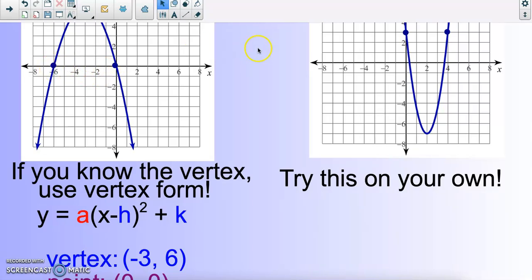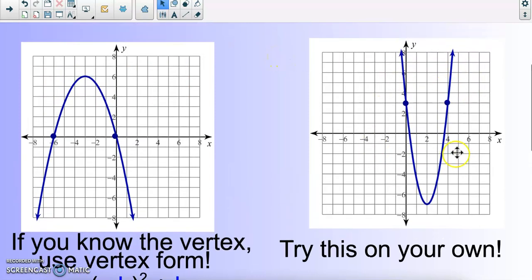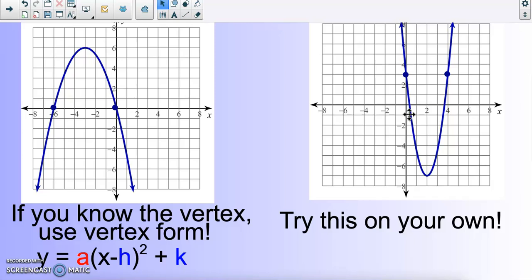But I want you to come over and try this problem on your own. This is the graph you have in your guided notes. I want you to identify this vertex right down here. And I want you to pick one of these 2 points and see if you can write the whole equation of the line. So pause the video, try it, and when you're done, check it out.